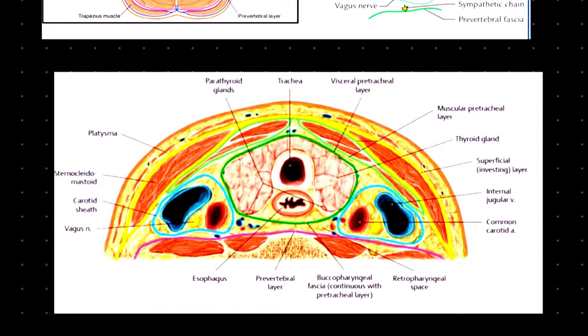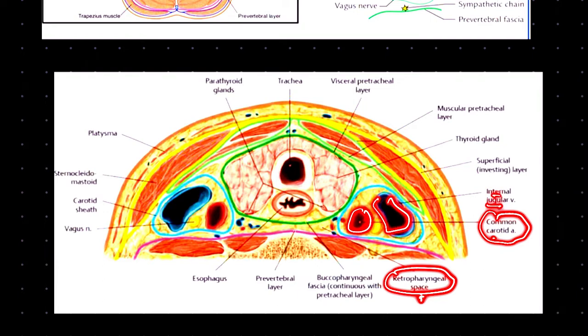So here what are these? These are the thyroid gland, right? This is our trachea. This is our esophagus. This is our vertebrae, and above this vertebra we have the pre-vertebral fascia. Here we have the buccopharyngeal fascia, and here this is a space. This space was the retropharyngeal space, right? Here is the common carotid artery and this is our internal jugular vein.